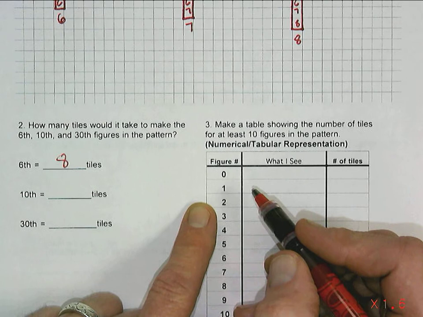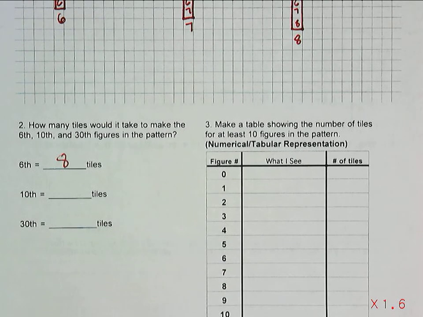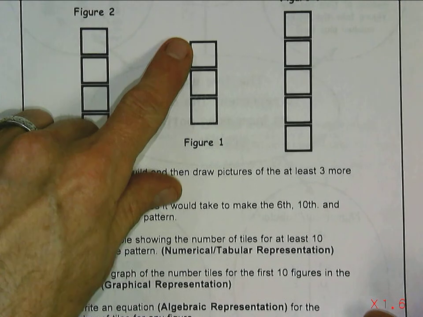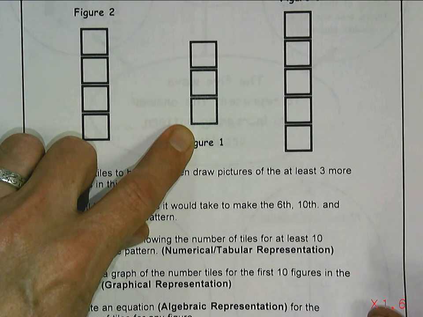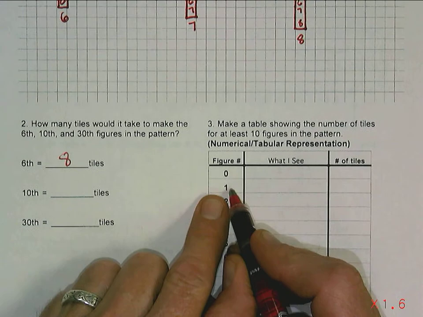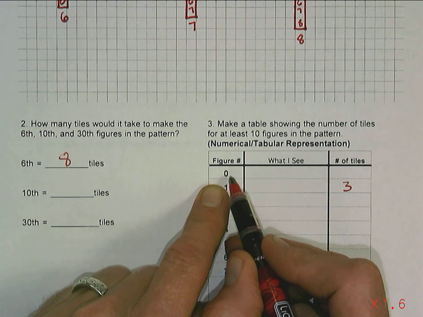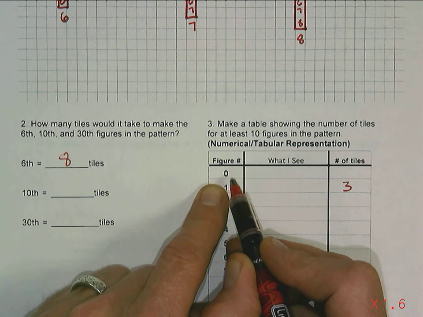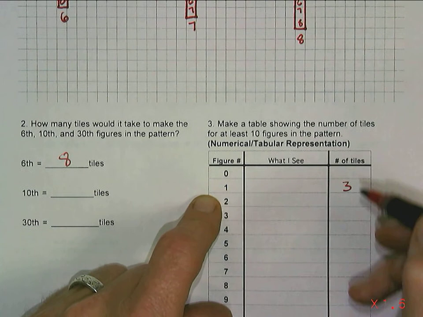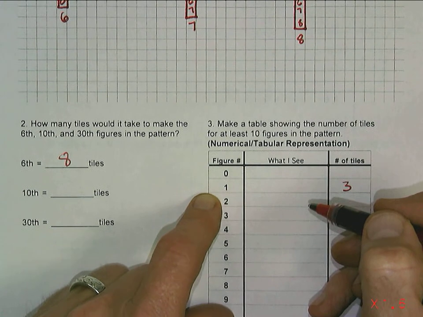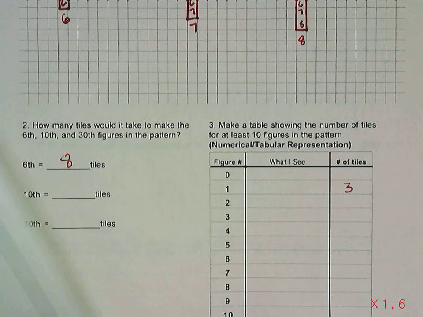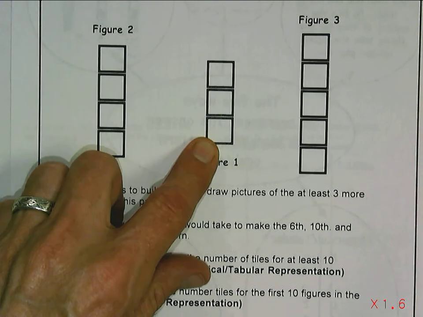For the first figure, figure 1, which I'll go back to for a moment, we know that figure 1 had 3 tiles in it. So I'm going to just go, figure 1 has 3 tiles. Now you'll see there's a 0 figure in here, and we're going to come back to that in just a moment because the 0 figure can be very helpful. But for right now, I don't have a 0 figure. I do have the first figure, which I know is 3.